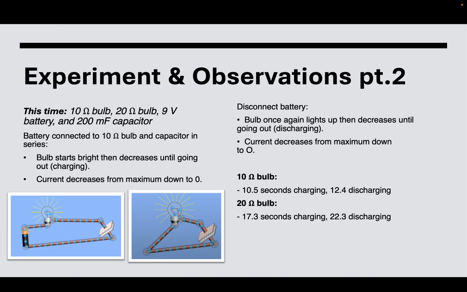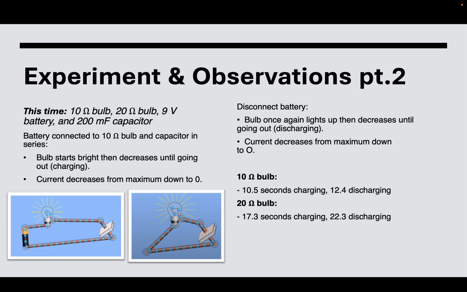For the second part of the experiment, we used a 10 ohm bulb, a 20 ohm bulb, a 9 volt battery, and a 20 millifarad capacitor. The battery was connected to a 20 ohm bulb and the capacitor in series. At the beginning, the bulb started bright and then decreased as the capacitor charged, and we know that the current decreases from maximum down to 0. Then for the disconnected battery, the bulb once again lights up and then decreases until it goes out. So it was discharging, and the current also decreases from maximum down to 0.